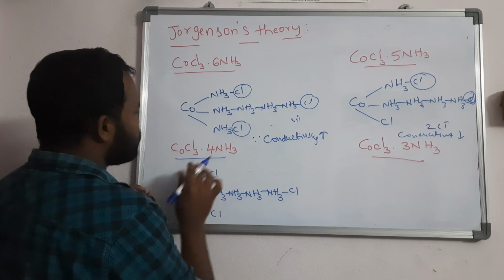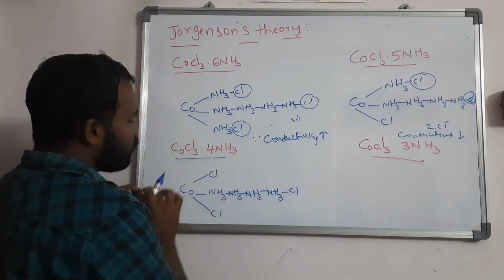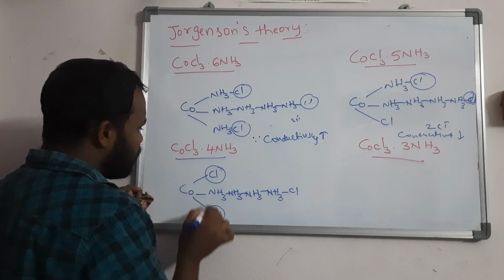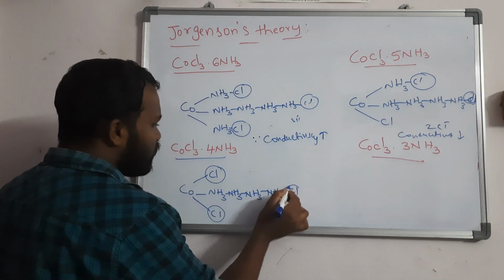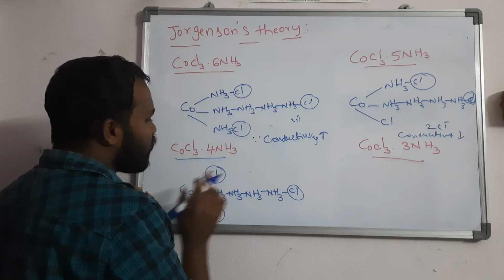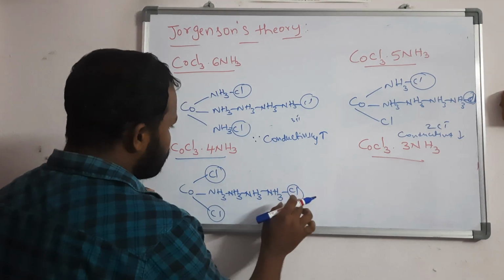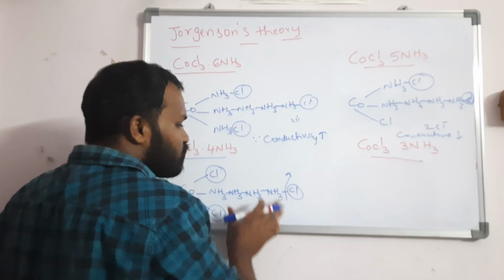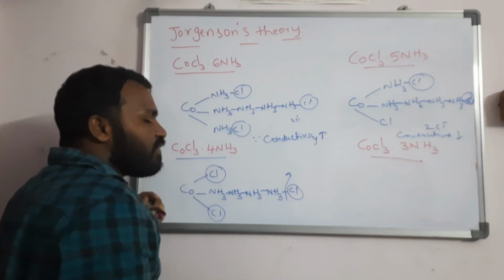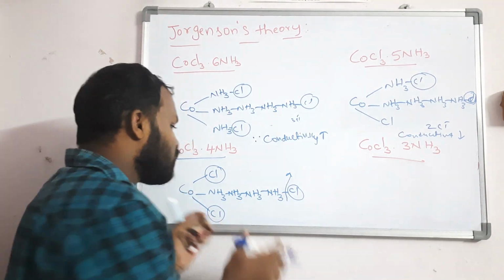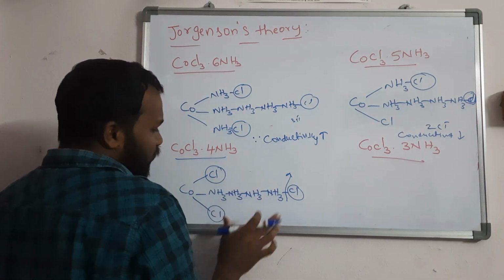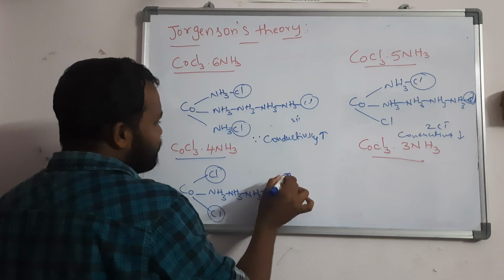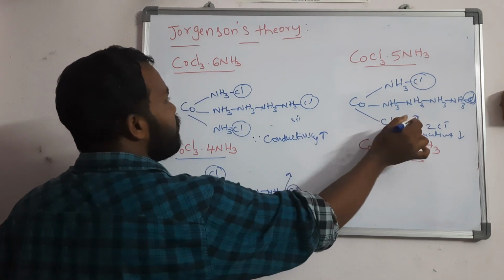If I talk about this example, CoCl3 4NH3, here 2 chloride ions are directly bonded to the metal, hence those are non-ionizable. Only one chloride ion is ionizable valency. Hence this conductivity is very low because only one chloride ion. So the number of ions decreases, conductivity decreases. So simply, the conductivity is less compared to the previous one.